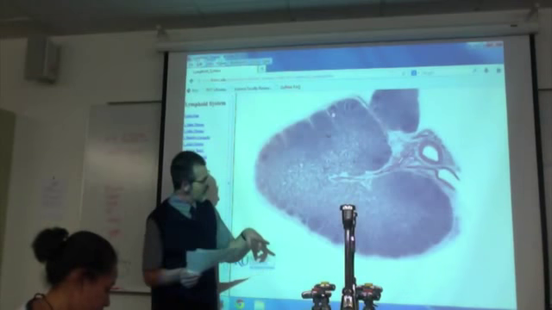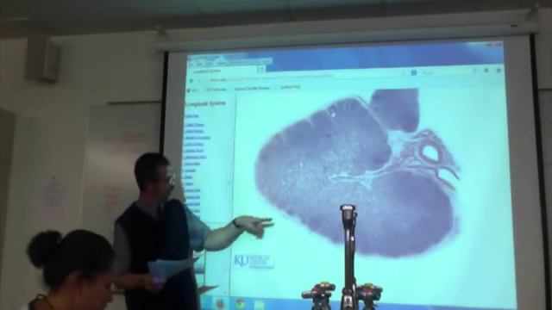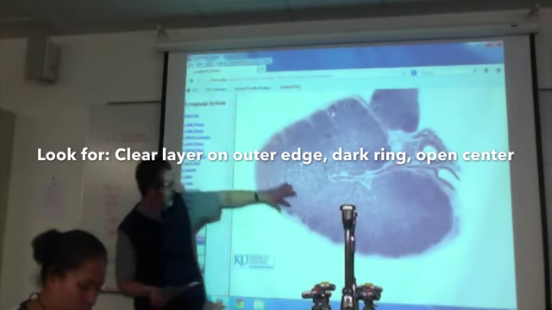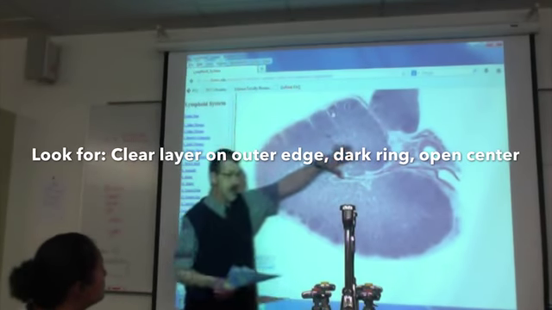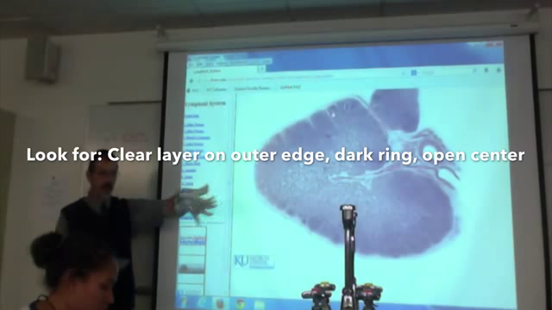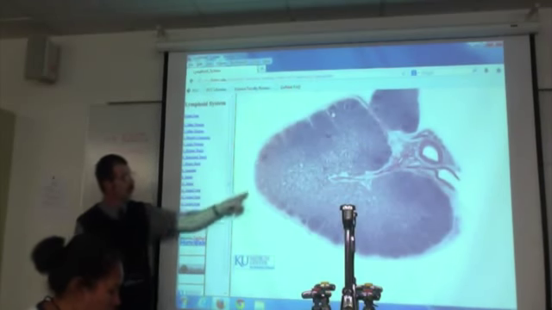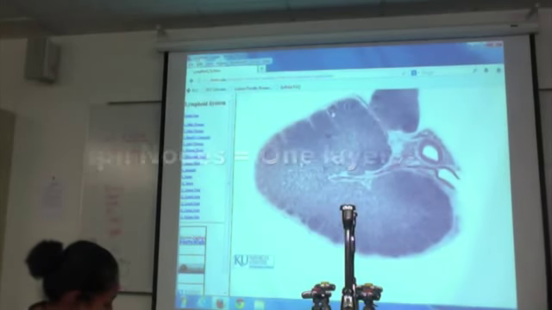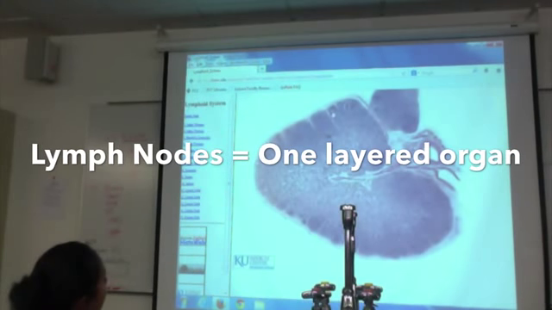Okay. So what you want to do is look for the layering of the organ. You notice that there's a clear little layer here. Then there's like a dark ring like here. And there's kind of an open center, right? Lymph nodes tend to be like that, where there's a ring of dark around a center like that. So they're basically one layer organ. That would be your lymph node.